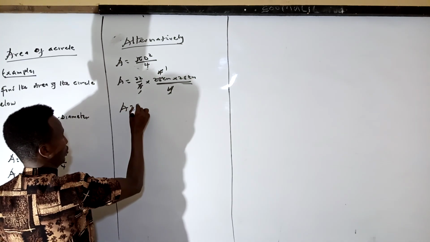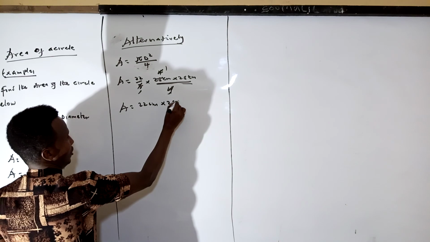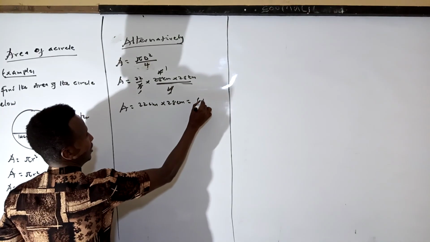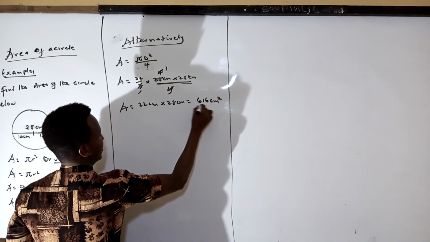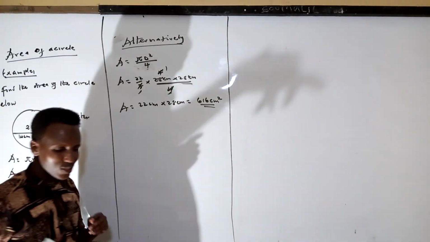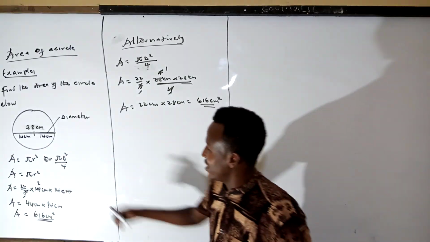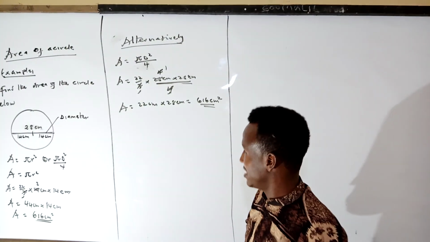So area is equal to 22 times 1 times 28 centimeters. It will still give you 616 centimeters squared. Can't you see now the two formulas will give the same answer? Yes. However, this formula is not one in the syllabus.